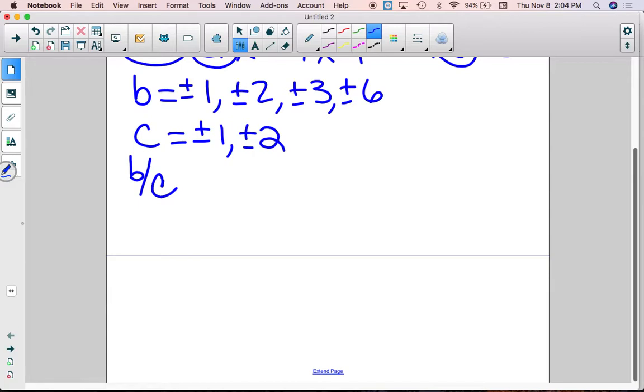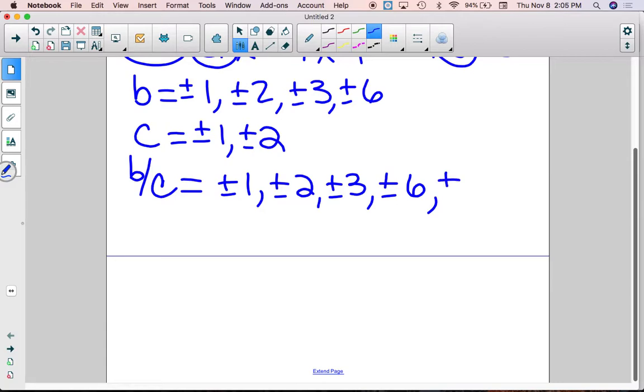So first, I would take all your B's and use C as my denominator, the 1. If I put them all over 1, does it change their value? No. So you'd have 1, 2, 3, and 6. That's with 1 as your denominator. Then you have to put them all over 2. So what would those be?